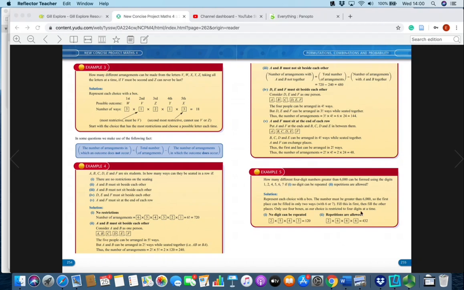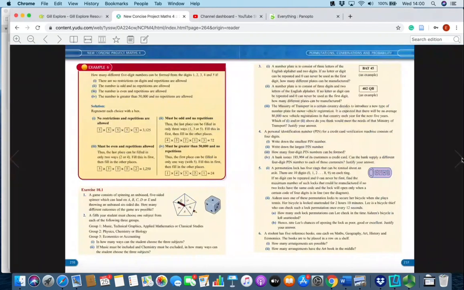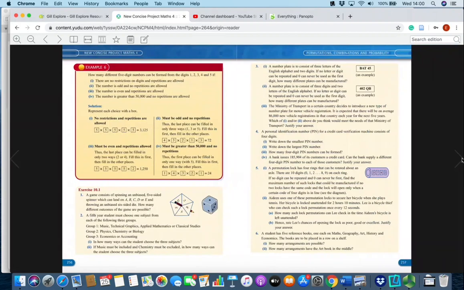If repetitions are allowed, well, I still only have 2 options for that first number, because it still has to be greater than 6,000, so it can be 6 or 7. However, I can have any of the 6 for my second, third and fourth digit. Okay, so permutations.